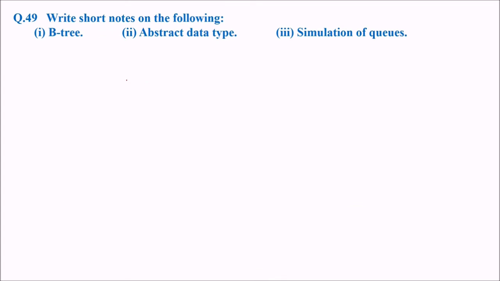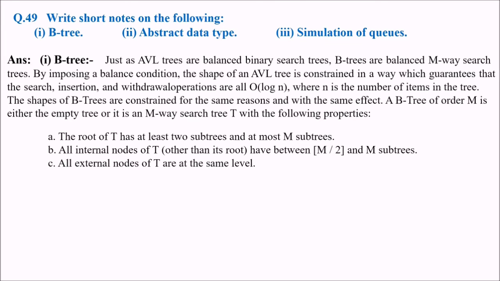Write short notes or explain B tree, abstract data type, and simulation of queues. So B tree, we'll start with B tree. Just like your AVL tree, is it a balanced tree? Just like AVL tree, these are balanced binary search trees, so you will not get any tree like this, which is again a binary tree, but it is not balanced. So B trees are balanced M-way search trees, like AVL balanced trees.